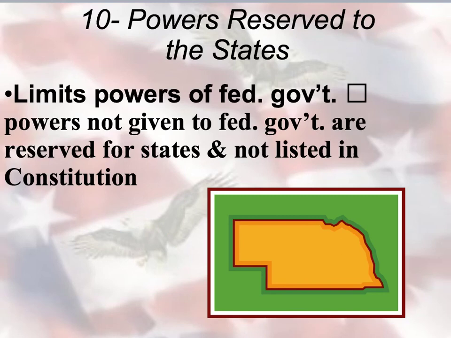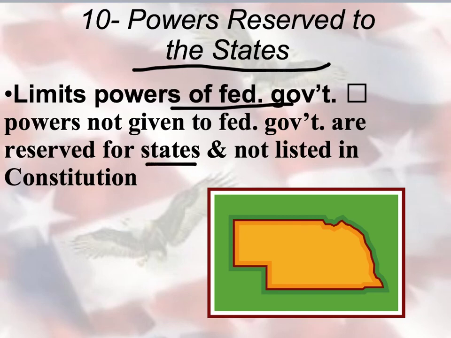Finally, the 10th Amendment is the powers reserved to the states. Remember, we want to limit the power of the federal government. Many people are very cautious, very leery of having this all-powerful federal government. So we want to make sure that we limit the power of the federal government. And we do that through several ways. Remember the checks and balances, the division of power. But also we want to put into the Bill of Rights, the 10th Amendment, that powers not given to the federal government belong to the states.